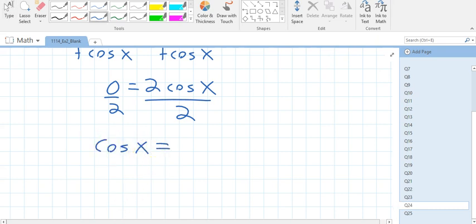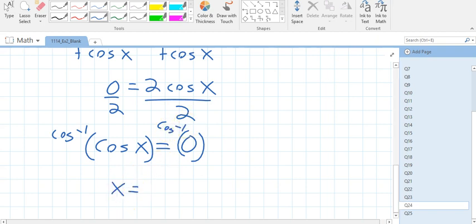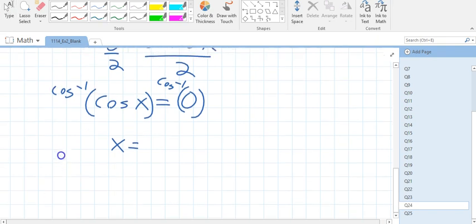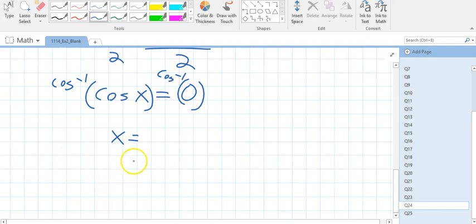Not yet. So cosine is really equal to 0. And then we take our inverse of both sides. So x is equal to what? But before we do that, is 0 in the domain for the inverse? Yeah, absolutely. So then when is cosine 0? Pi over 2.